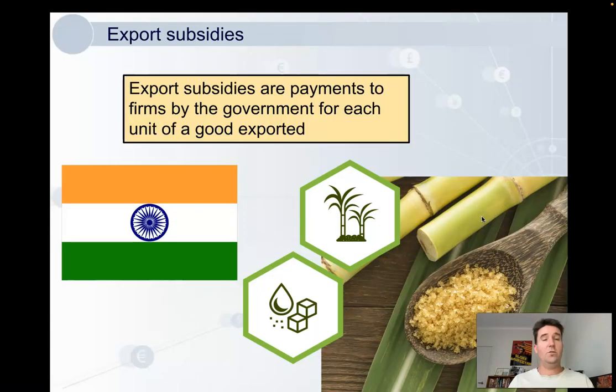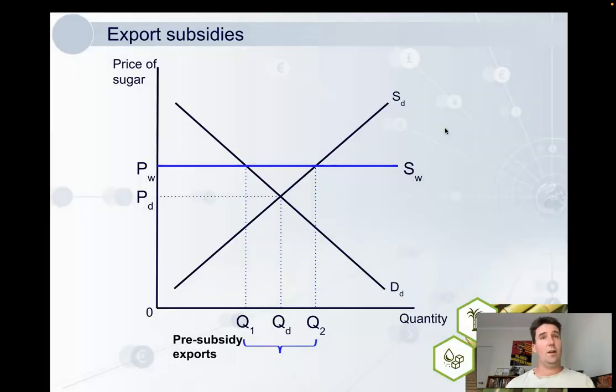Okay, and onto export subsidies. Last one. This is where the government pays producers per unit of the good exported. An example is India subsidizing its sugar exports. This time we go from the exporting country's perspective. You should remember this diagram. The world price is above the domestic price. So as soon as India opens up to the world, they become an exporter. Domestically, they sell Q1 and then they sell Q1 to Q2 as exports.